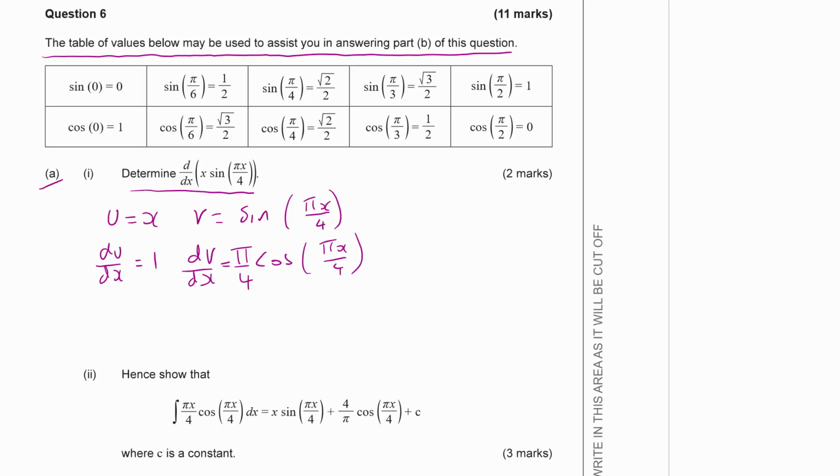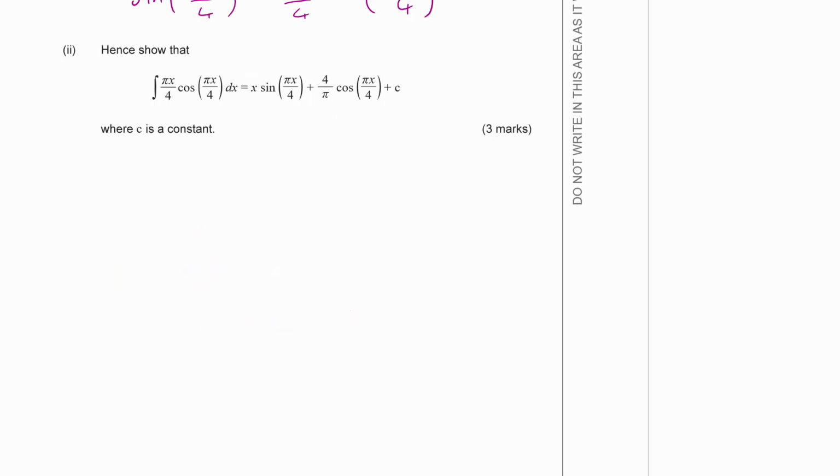So the differential is now v du dx, so it's going to be sine pi x on 4 plus u dv dx, so that's going to be pi x on 4 cos pi x on 4. And show that the integral of pi x over 4 cos pi x over 4 dx is x sine pi x on 4 plus 4 over pi cos pi x on 4 plus a constant.